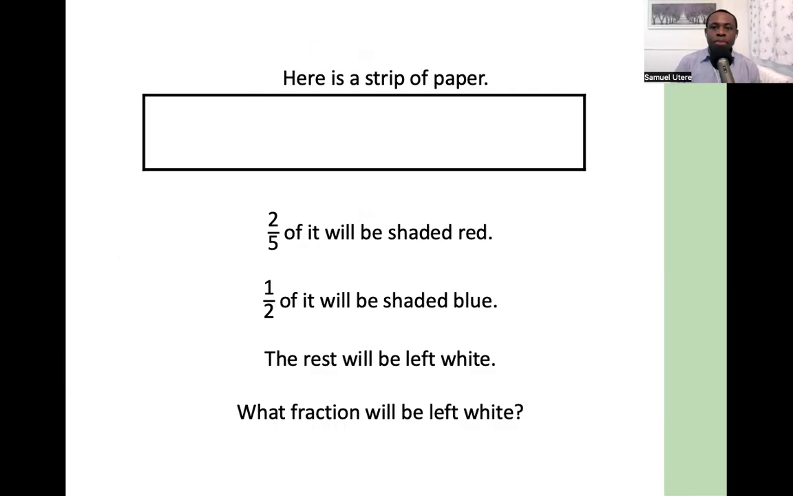Okay, here is a strip of paper. 2/5 of it will be shaded red and half will be shaded blue. The rest will be left white. What fraction will be left white? Well, you can begin to see, looking at their denominators, that our common multiple will be 10.